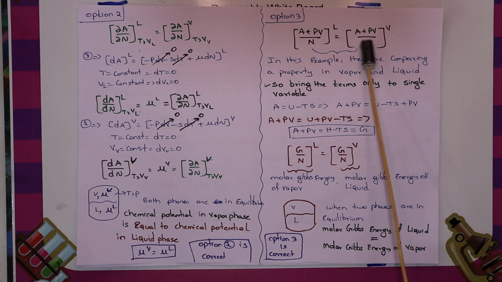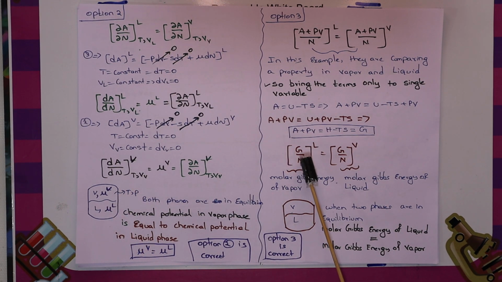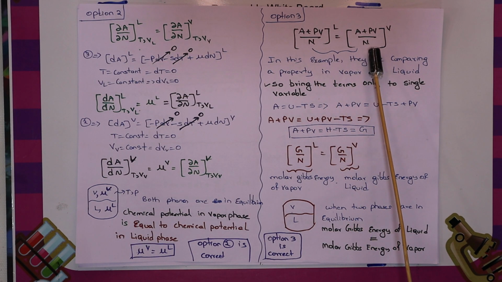Similarly, if you do it for the vapor phase, you get Gibbs energy with respect to the moles. That means the total energy divided by moles will give you the molar Gibbs energy for the vapor phase. And similarly, the chemical potential, which will be the same for the liquid and vapor, has come from the Gibbs energy in general. If both vapor and liquid are in equilibrium, the molar Gibbs energy of the liquid should be equal to the molar Gibbs energy of the vapor. That means both expressions give the same answer. That means option 3 is also a correct answer.